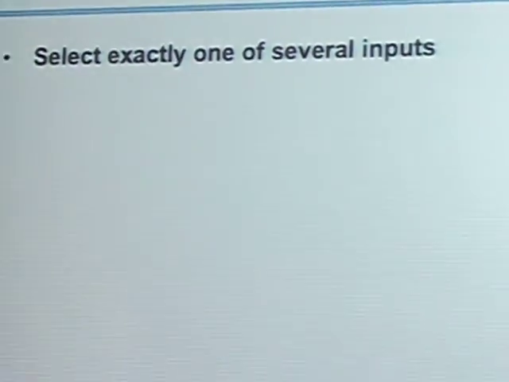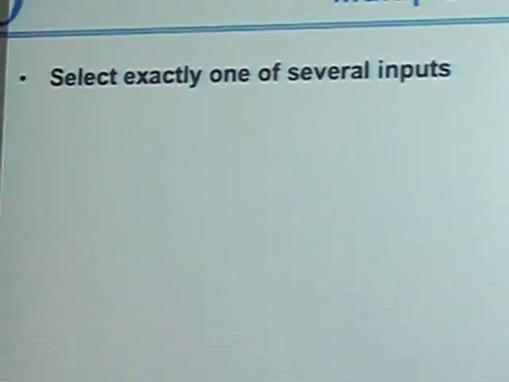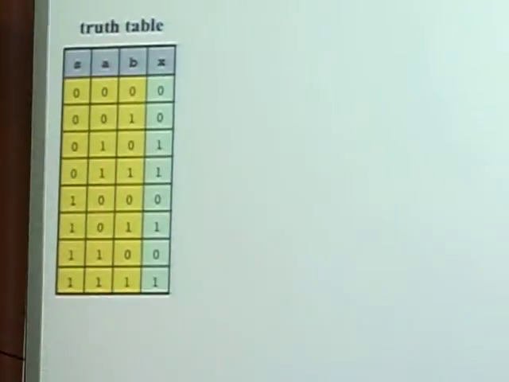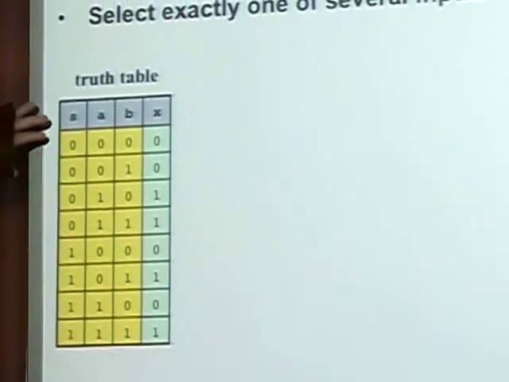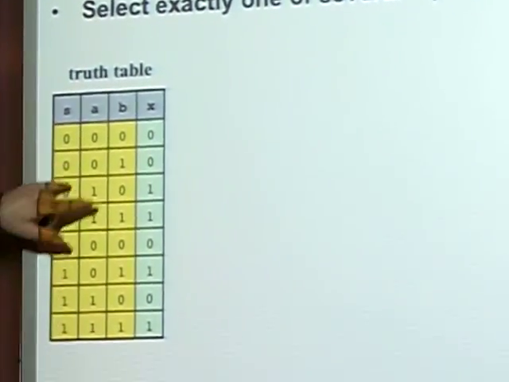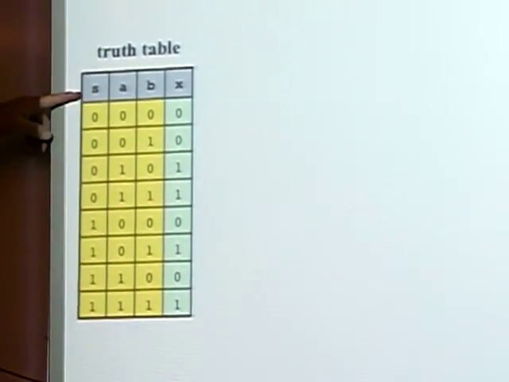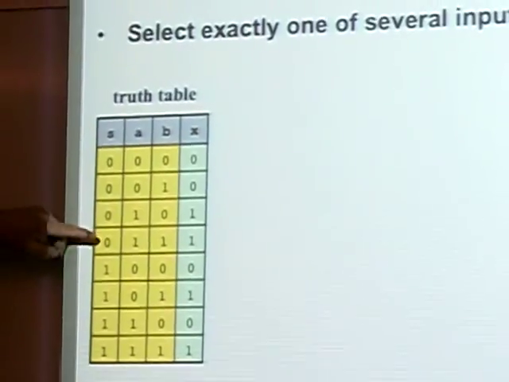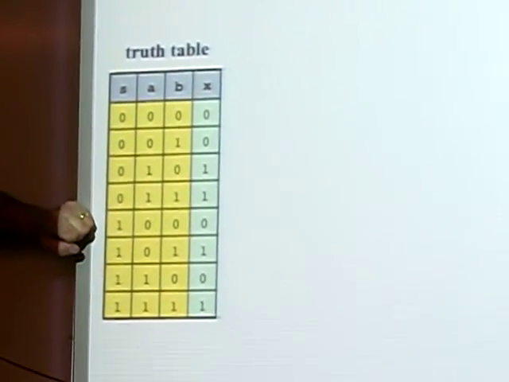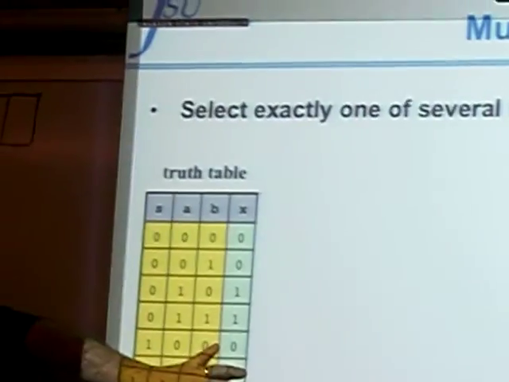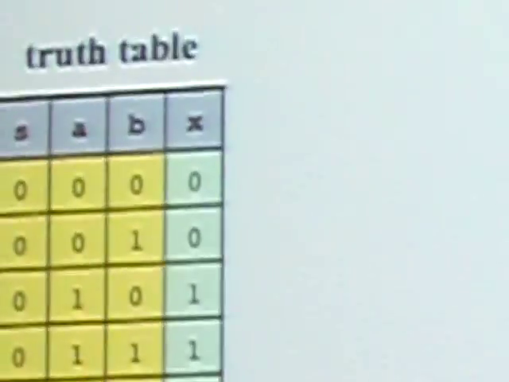Right, it's a traffic cop. Two roads come in, only one goes through. Right? Only one goes through. All right? So, here's the truth table. Here's the control signal S. Here's the two inputs A and B. And here's the output X. Notice that when S is 0, A goes out. When S is 1, B goes out. So that's the truth table for the multiplexer.